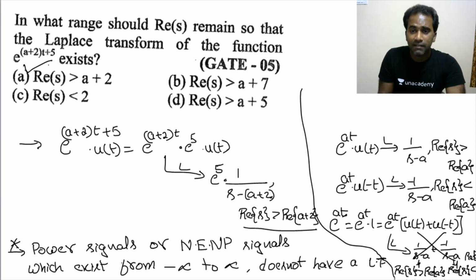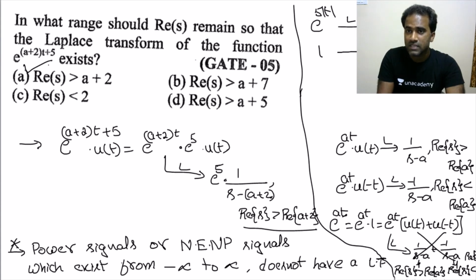We have discussed some really interesting points in this slide. This is one point which you can apply for any signal, any neither energy nor power signal, which exists from minus infinity to plus infinity. It does not have a Laplace transform. If you want, I can take some examples. If it is e power 5 mod t, the Laplace transform of this signal does not exist because it is two-sided, neither energy nor power signal.